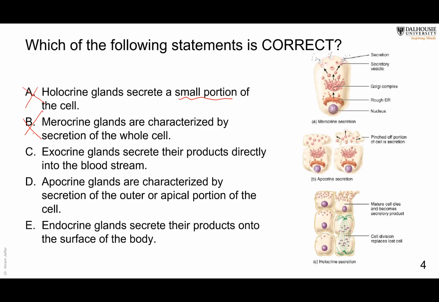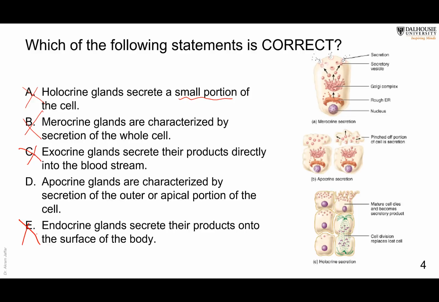Option E, endocrine glands secrete their products into the surface of the body. Again, it has just been mentioned that the exocrine glands secrete their products onto the surface of the body or into ducts, but the endocrine glands secrete hormones that go to the bloodstream, and they are ductless. Apocrine glands are characterized by secretion of the outer or apical portion of the cell, and this is correct.